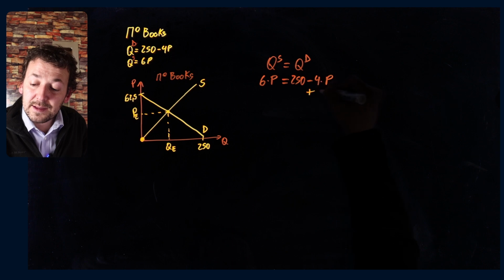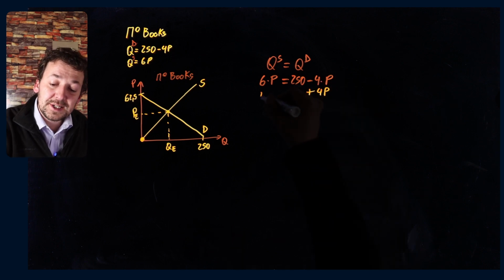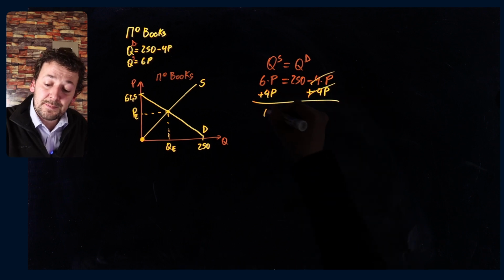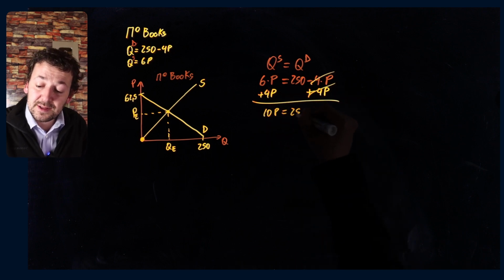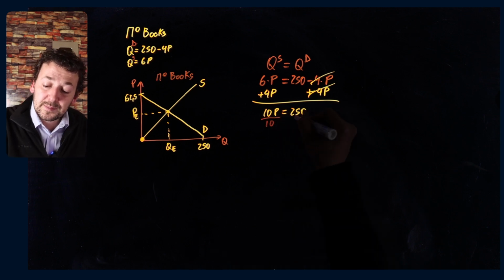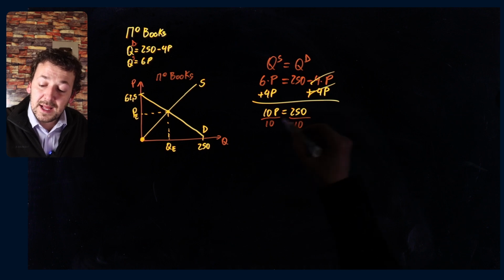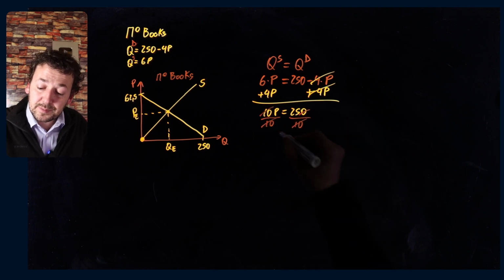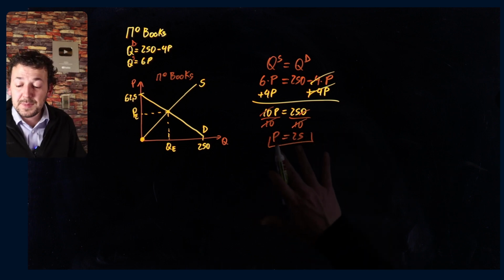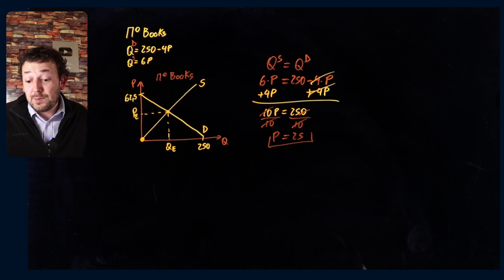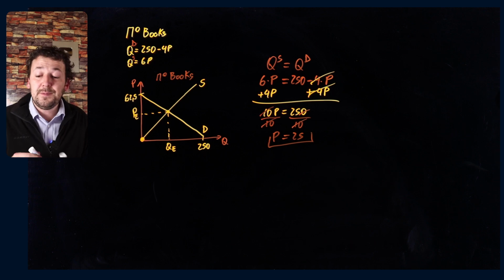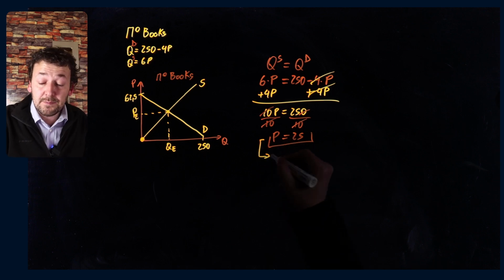With this, we can start working on that. We will add at both sides 4 times the price, plus 4p, and this will give us 10p equal to 250. From here, we will divide by 10 at both sides, and we will have that the price will be equal to 25. So this is our price, and now we have to find what will be the quantity supplied and the quantity demanded. And for that, we're going to use both equations.